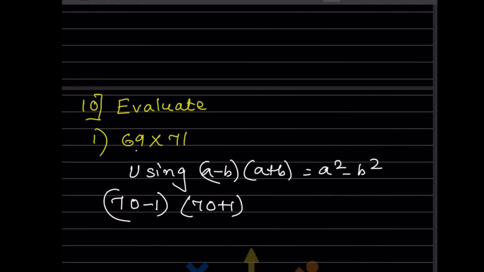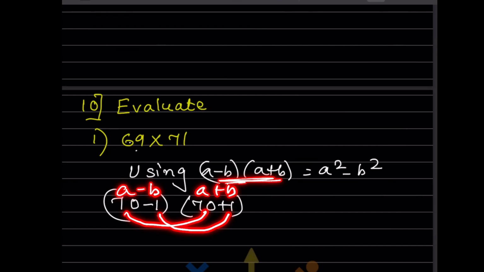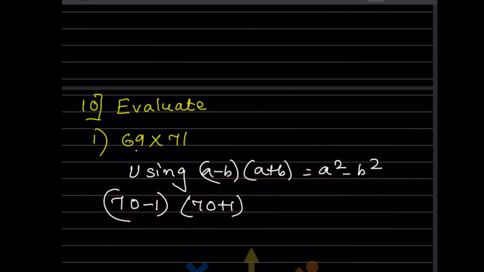So this is a minus b and this is a plus b, because a value is 70, b value is 1. So when you have a minus b and a plus b, this is going to be a square minus b square. So now you can directly write, because this is a formula, that is going to be 70 square minus 1 square. 70 square means 4900, minus 1, so that is going to be 4899.